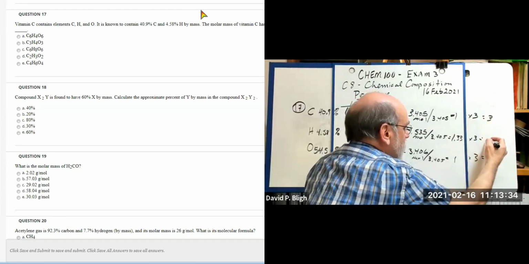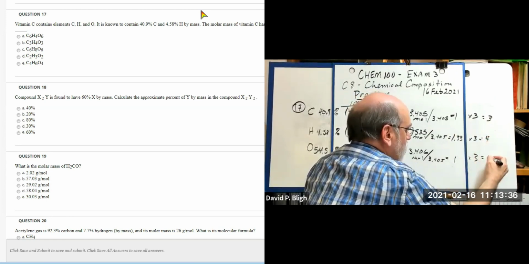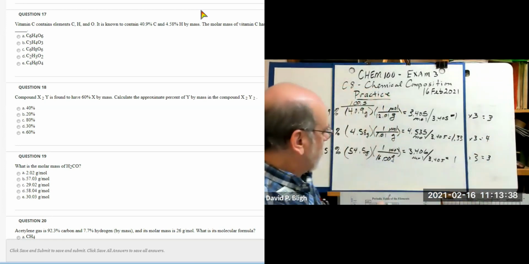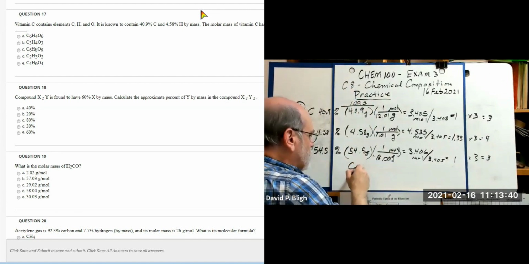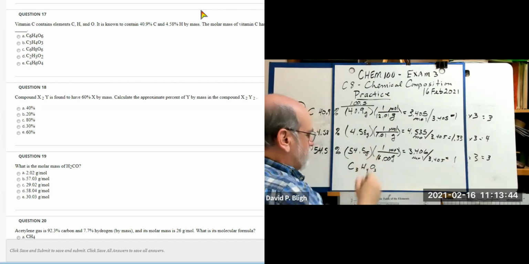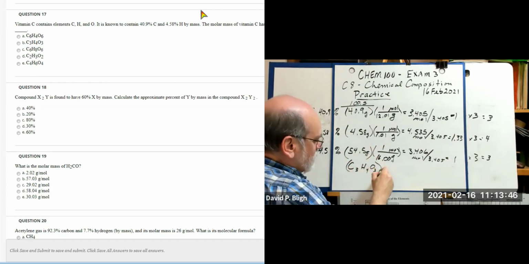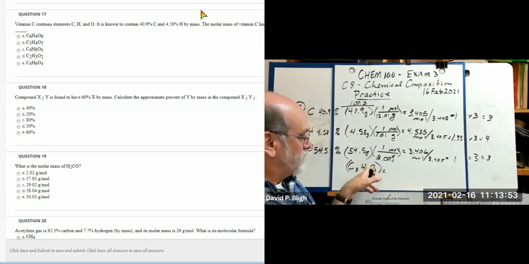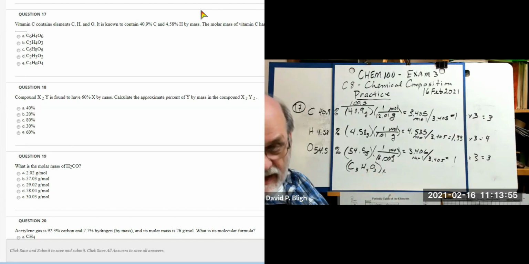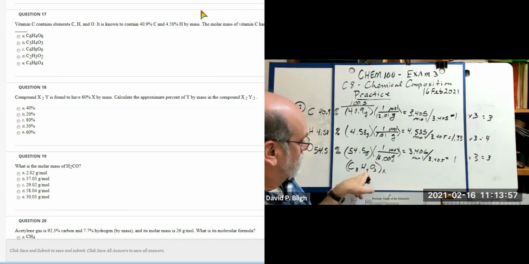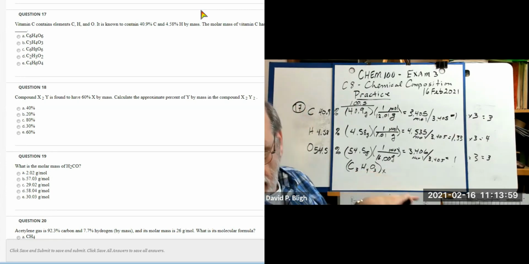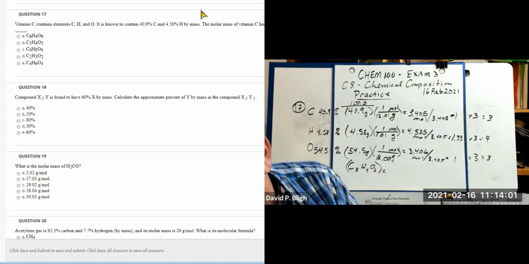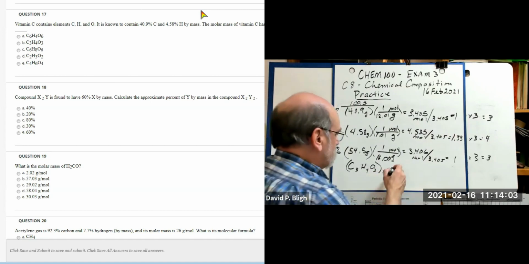And we get 3 here, 4 here, 3 there. So that gives us the empirical formula, C3H4O3. And now we need the multiplier. What's that X that gives us the molecular formula? Well, the empirical weight for this compound, if you add them up, 3 carbons, 4 hydrogens, and 3 oxygens, you get an empirical weight of 88.07.